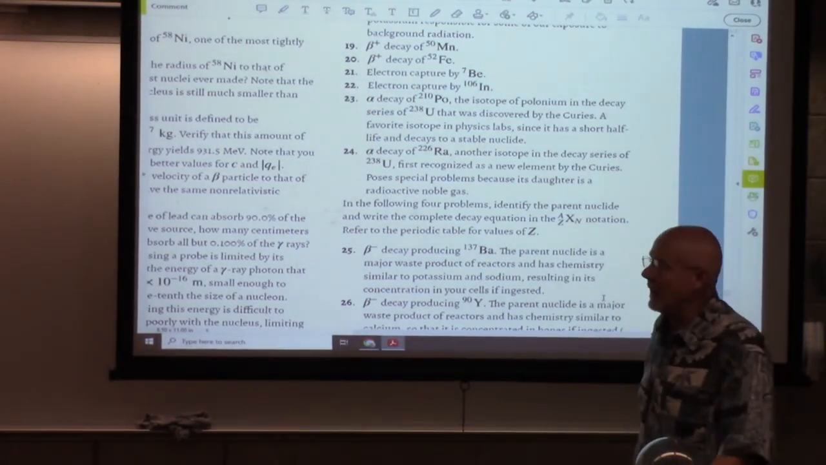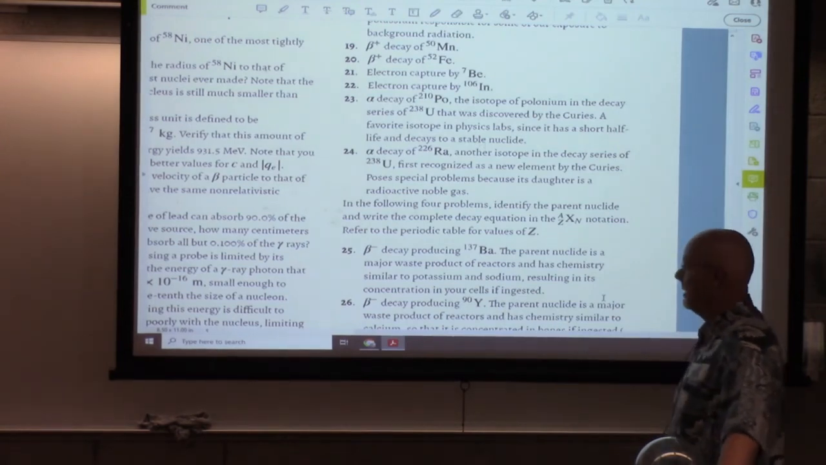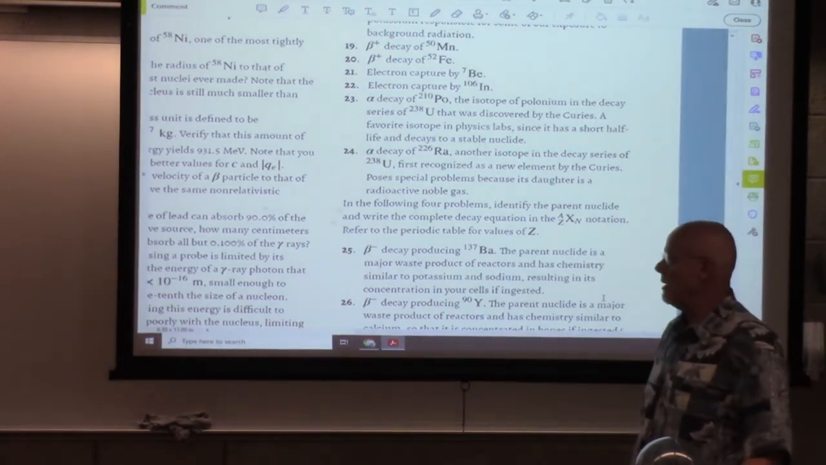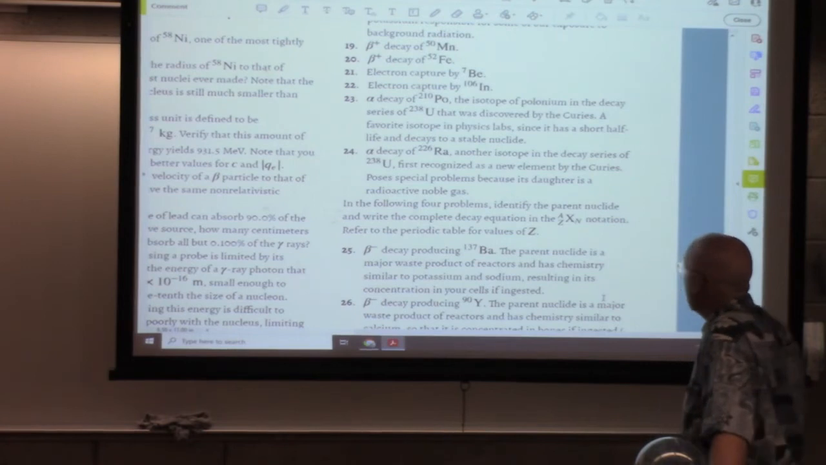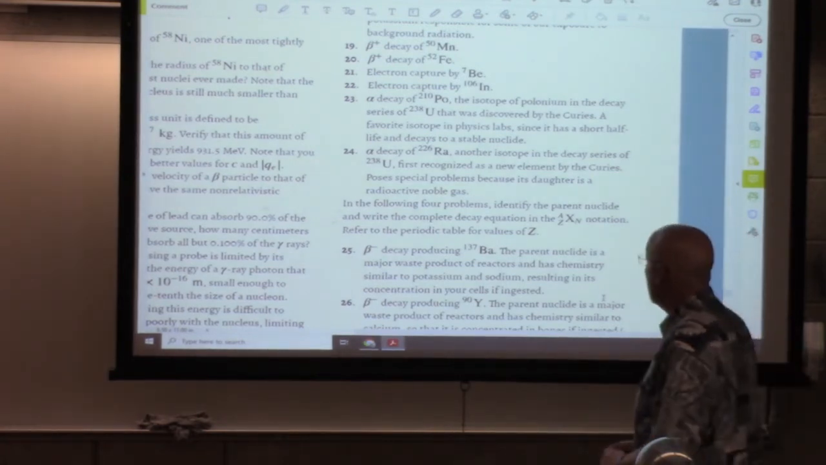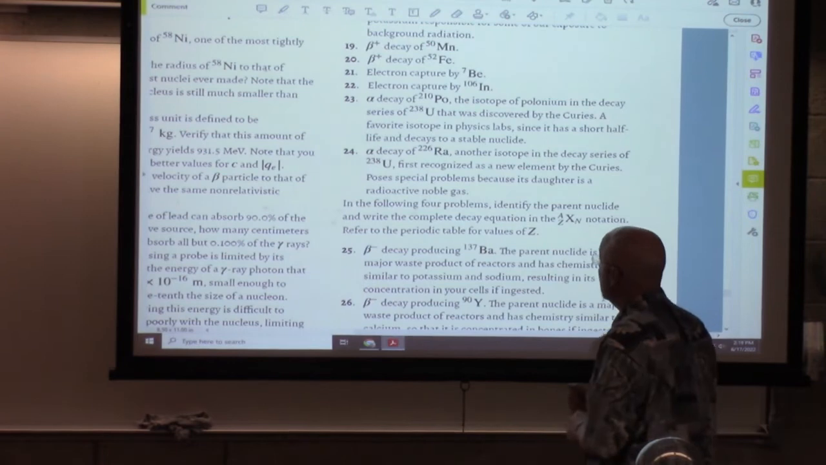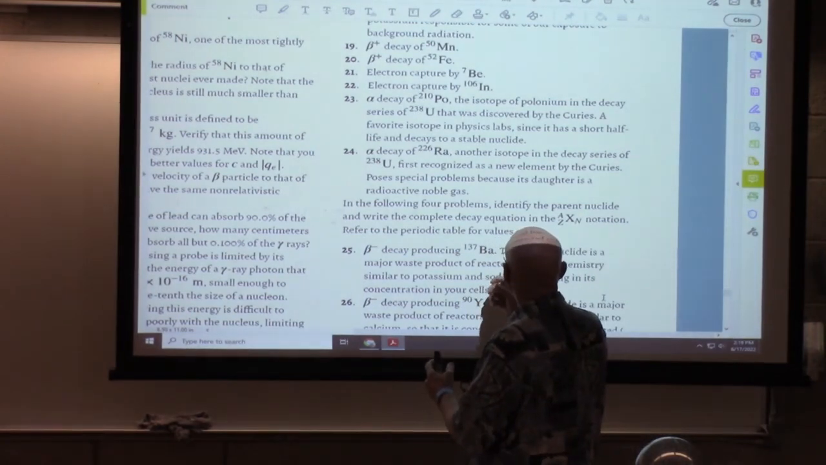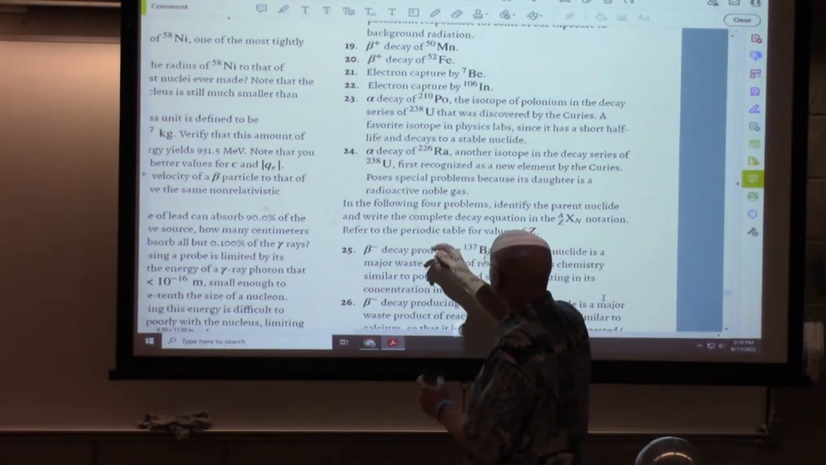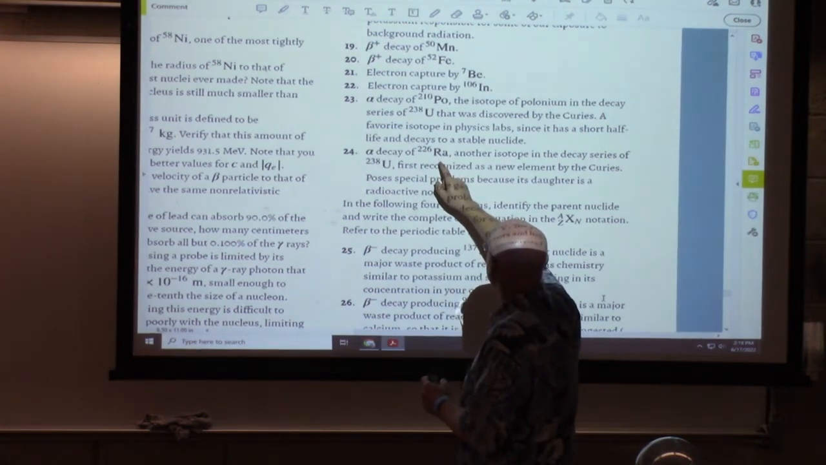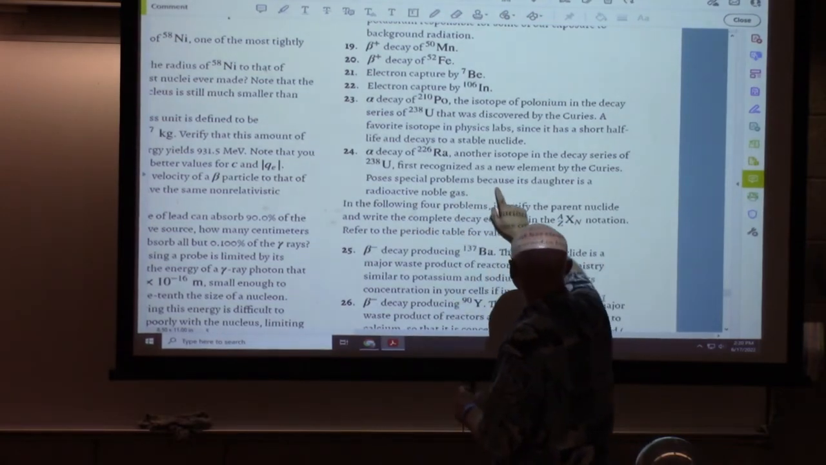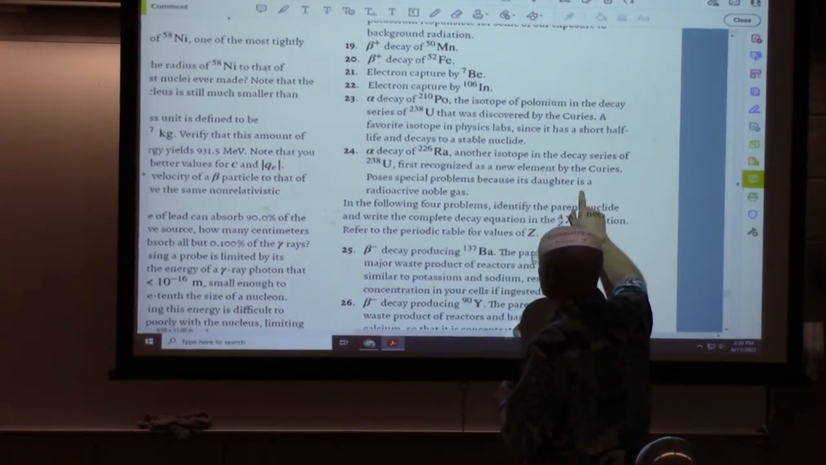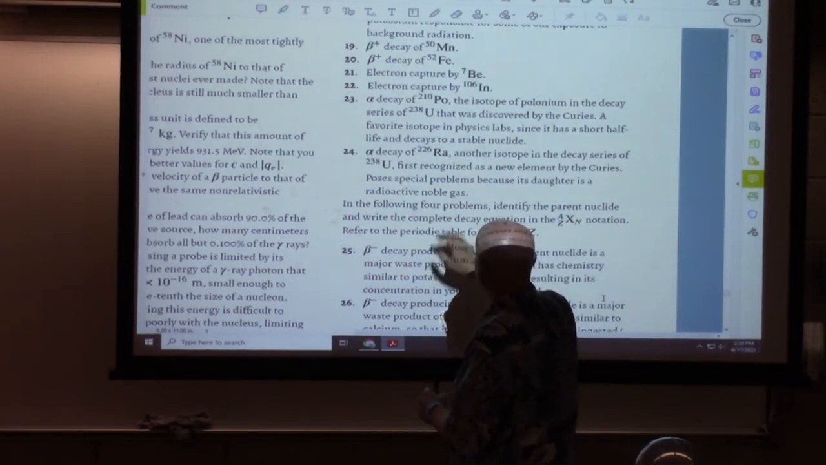And sadly, that happened a lot with the advancement of a lot of science, not just radioactivity, because people didn't really know what they were working with and didn't know what to be careful with. In either case, this question is an alpha decay of radium-226, which poses a special problem because its daughter is a radioactive noble gas.